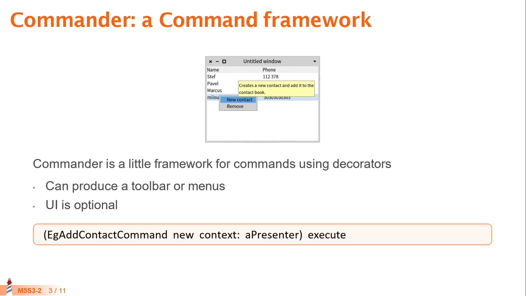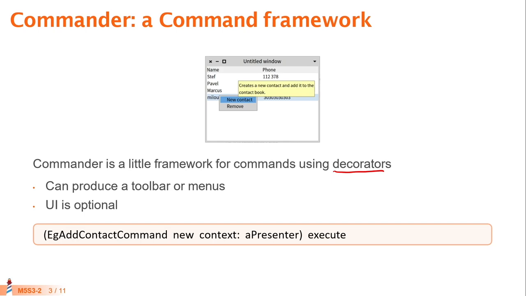Well, we have Commander. Commander is a framework of Pharo that allows us to create actions and commands for the user, for our application. It can produce toolbars and menus, and it has the ability to show our actions in the user interface. But this user interface is performed in a way that is decoupled from the command itself. It's using decorators. This is a good example of combining two or more design patterns to get a better solution.